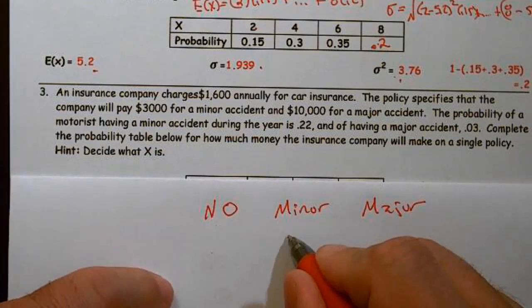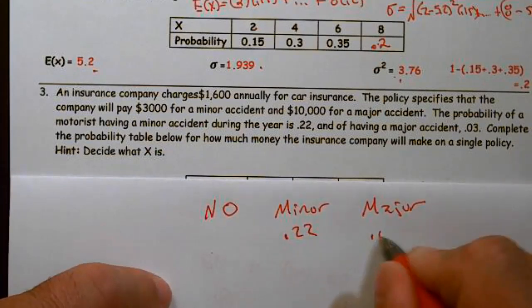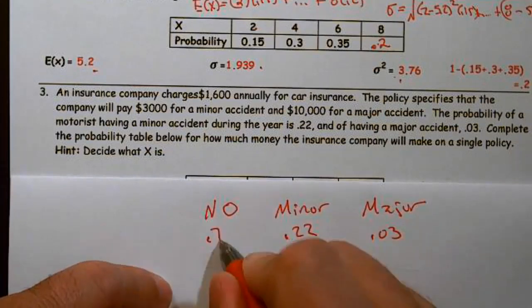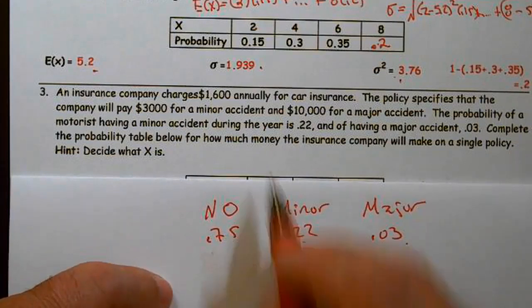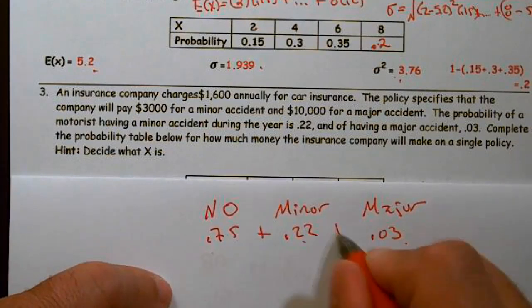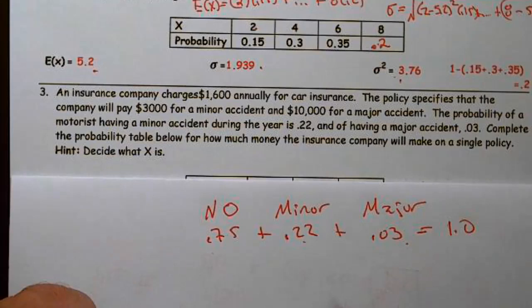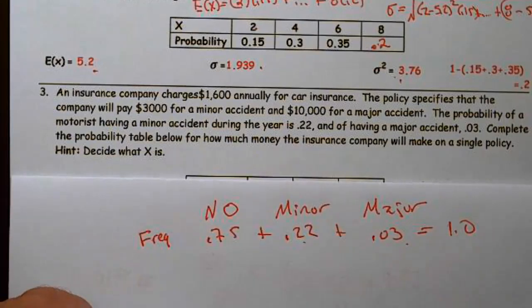The probability of a minor is 0.22. Probability of a major is 0.03, which means the probability you don't have an accident is 0.75, because these two sum together to make 0.25, so 1 minus that is 0.75. Because remember, these have to sum up to one whole. So that's my frequency, or my probability.